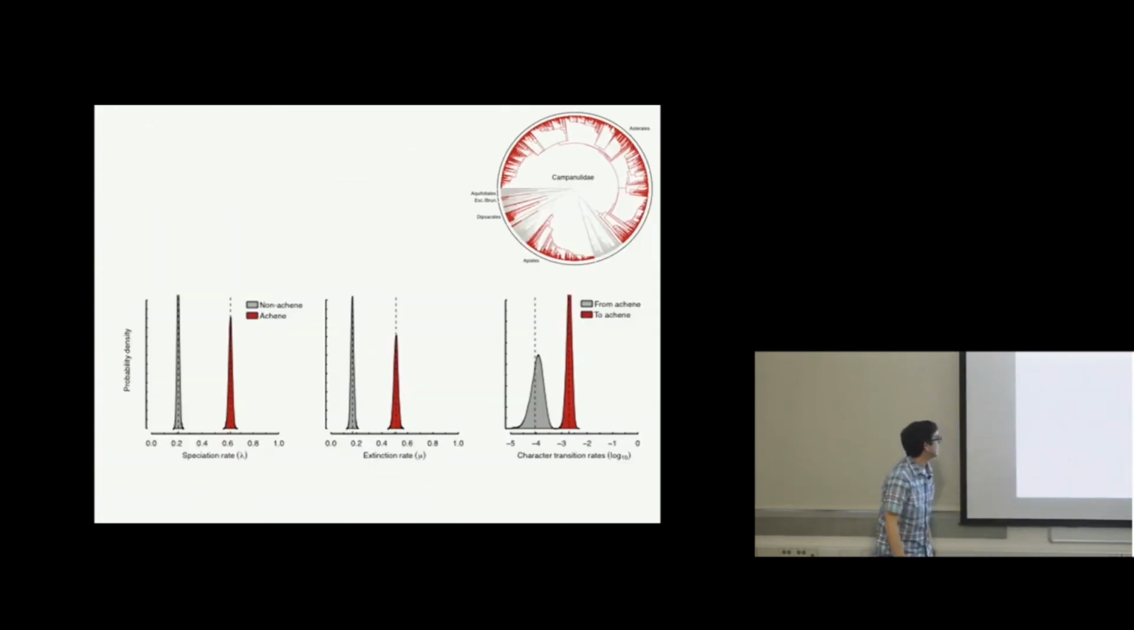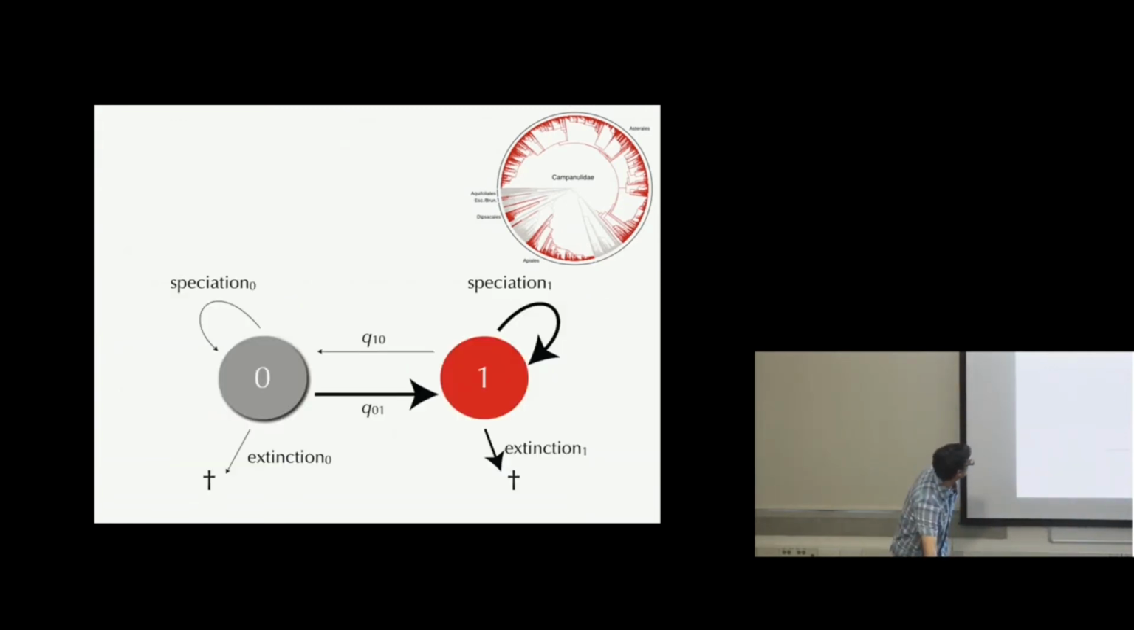So we fit this model to our companionlet data set, and we find that it's complicated. If we look at the speciation rate, you're more likely to speciate as an Akene than as a non-Akene. But we also find that the extinction rate is very high if you're in the Akene state versus not. Finally, we also find that going to the Akene state happens more often than going away from the Akene state. So if we go back to our model, we see both things happening. The reason we have lots of Akenes in companionlets is that we see a lot of transitions to that state, and also when you're in that state, you're likely to speciate a lot.